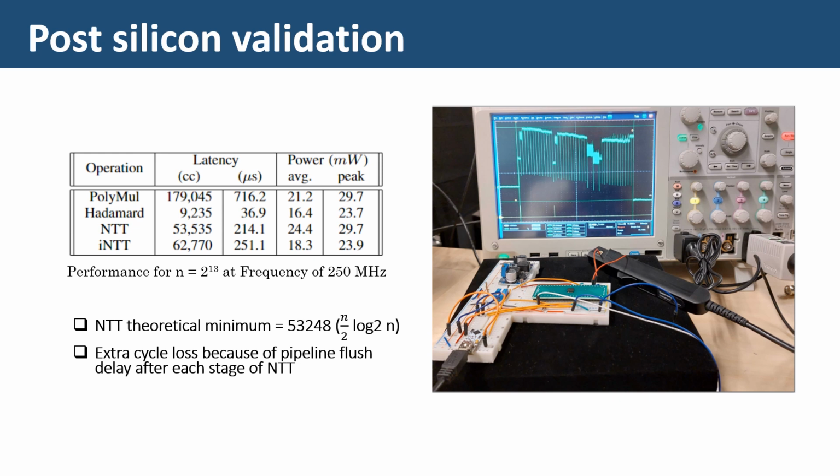We are also able to measure accurate power numbers during computation. With simulation, it would have been extremely difficult to calculate the actual power numbers. While performing NTT, we note that the average power consumed is 24.4 milliwatt and peak power consumed is around 29.7 milliwatt.